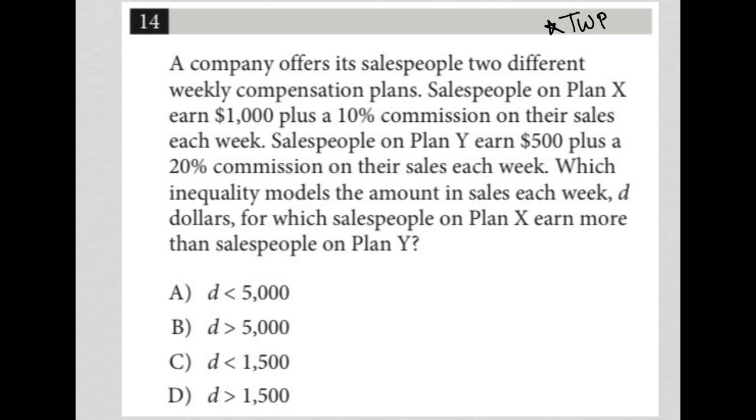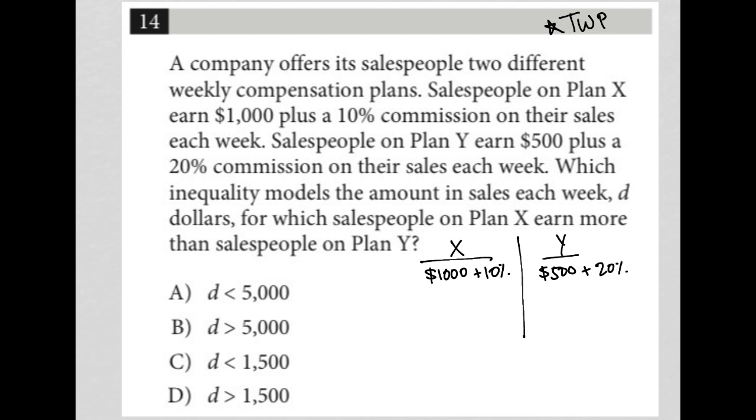So the first sentence in this question says a company offers its salespeople 2 different weekly compensation plans. Okay, that makes sense. The next sentence says salespeople on plan X earn $1,000 plus a 10% commission. So again, I don't want to memorize that, so I'm going to just write this down. X is 1,000 plus 10%. And then salespeople on plan Y earn 500 plus 20%. So Y is 500 plus 20%.